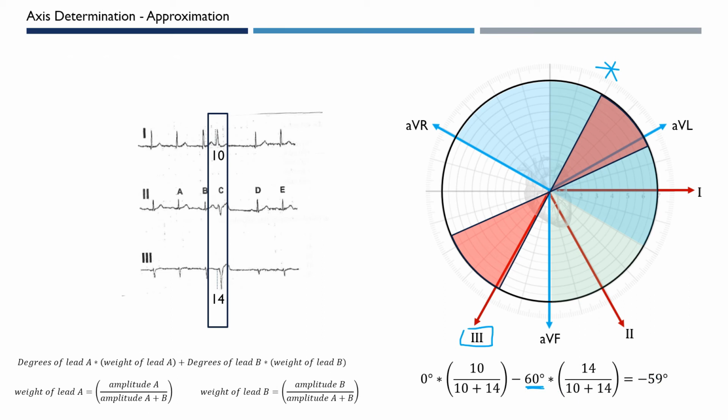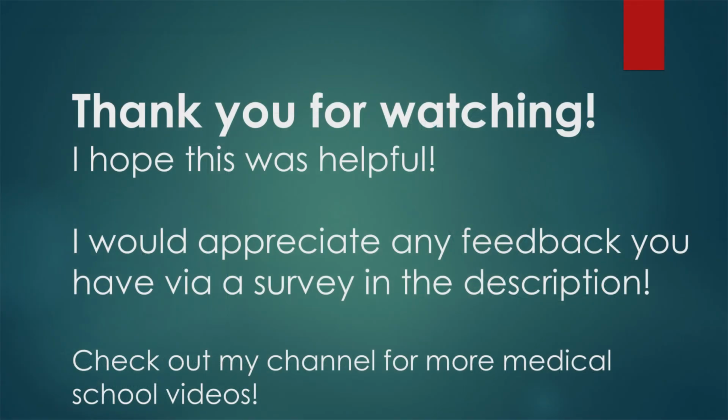Now, the actual axis of the heart is around -50. However, being 9 degrees off is within the realm of error that you would need for any clinical or exam-based answer choices. Hopefully, this was helpful for determining the axis of electrical activity in the heart, and I wish you all the best with your studies.